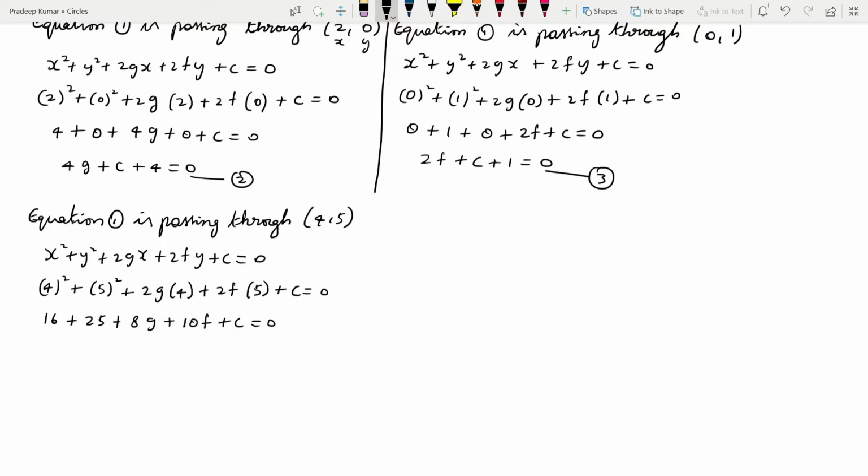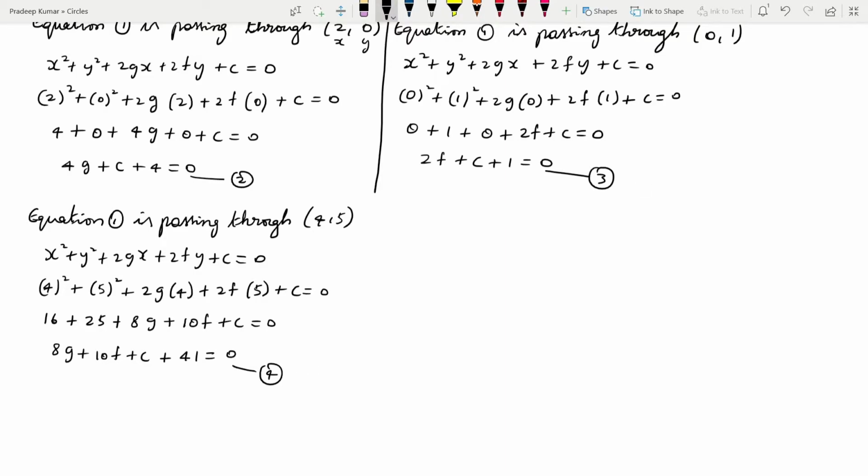So let's write everything in sequence. I can write this as 8g plus 10f plus c plus 16 plus 25, which is 41, equal to 0. Let's say this is equation 4. Okay, so we got equation 2, we got equation 3, and we also got equation 4.